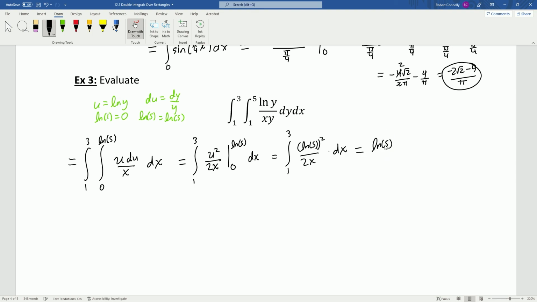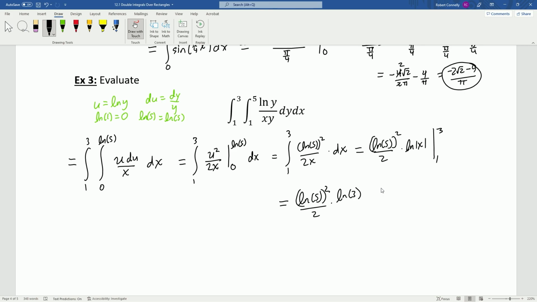So ln of 5 and 2 are constants, so I'll pull those out. And the integral of 1 over x is ln of the absolute value of x, evaluated from 1 to 3. Ln of 3 is ln of 3, and ln of 1 is 0, so this gives me ln of 5 squared over 2 times ln of 3 minus 0. All right, so that's it for that example.